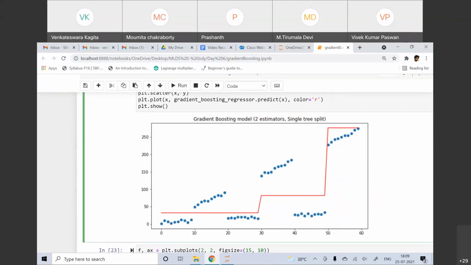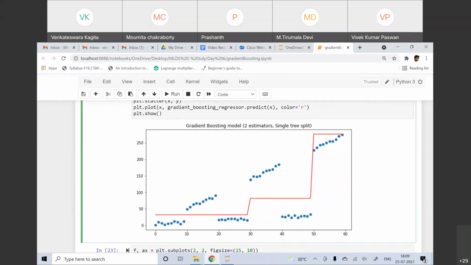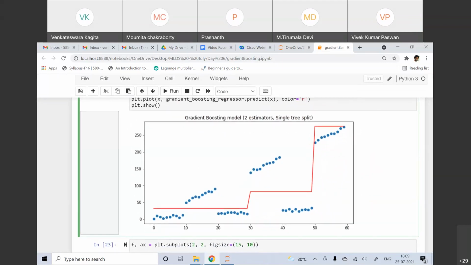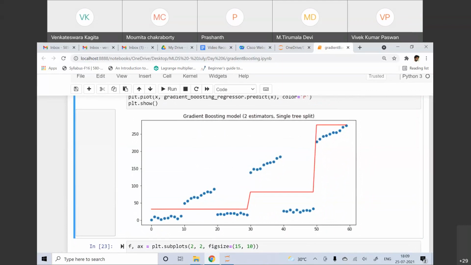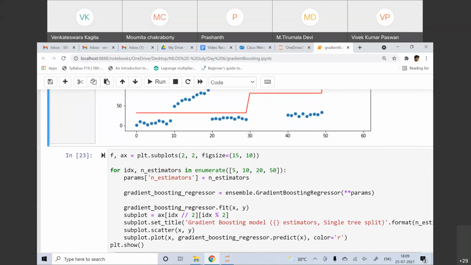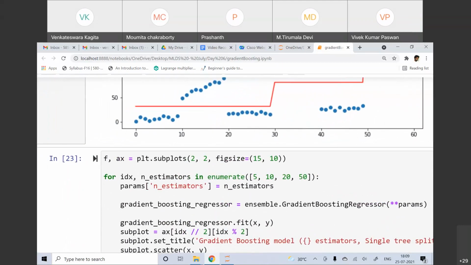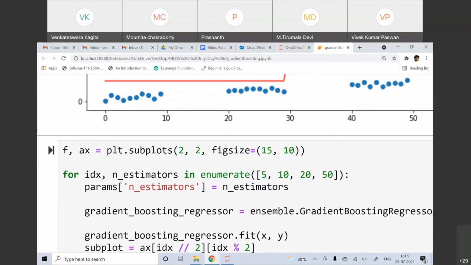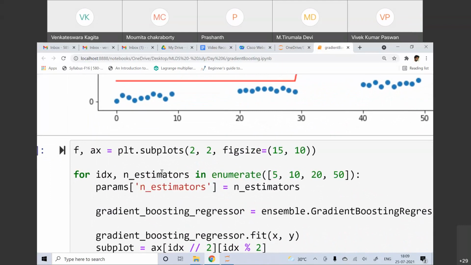So this is the model. Isn't it better than the previous one? Little better, right? So let me increase the number of estimators. Let me try different values of number of estimators. I've repeated this process for number of estimators in this list. I've tried 5, 10, 20, and I've also tried 50 estimators. Then I'm plotting all of them.